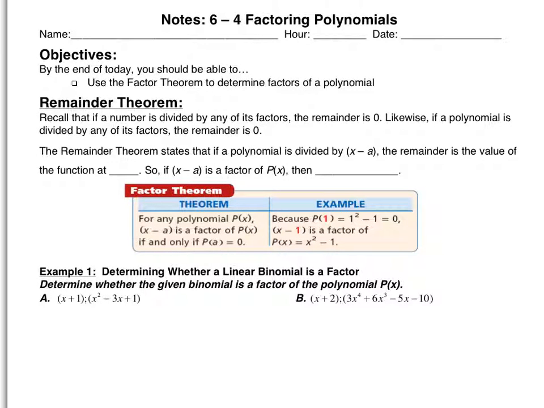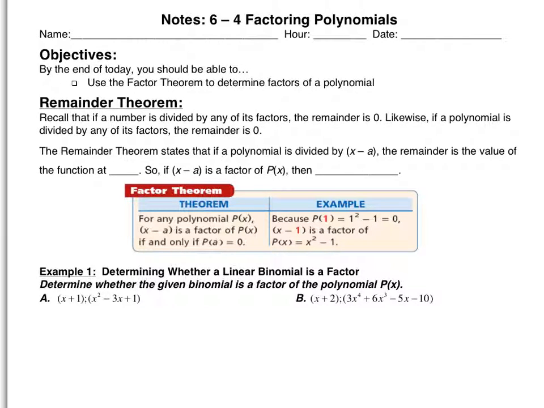In this set of video notes, we're going to look at 6.4 factoring polynomials, and we're going to look at the factor theorem to determine whether factors are factors of a polynomial given in our problems. So recall that if a number is divided by any of its factors, the remainder is 0. Likewise, if a polynomial is divided by any of its factors, the remainder is 0.